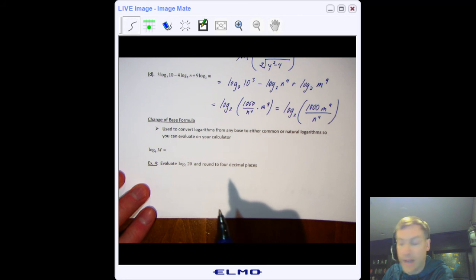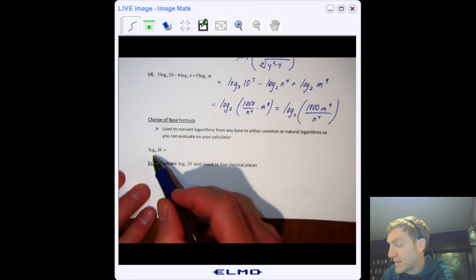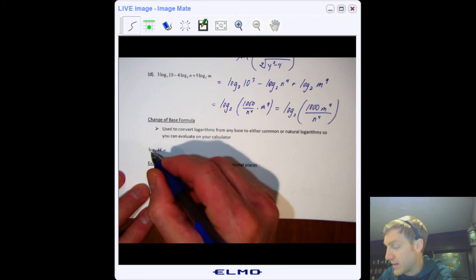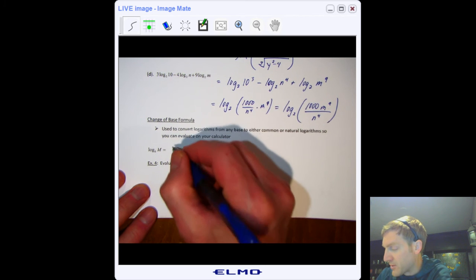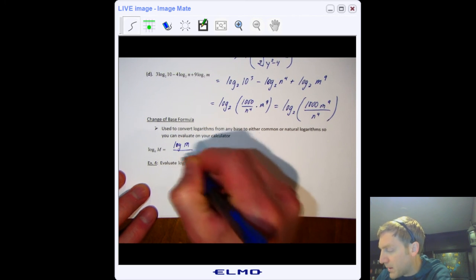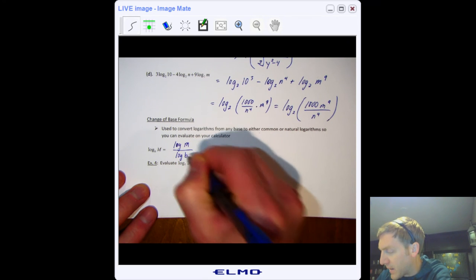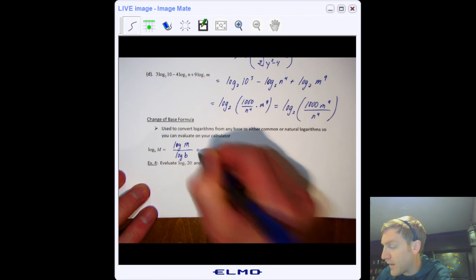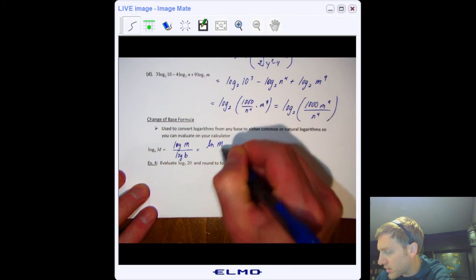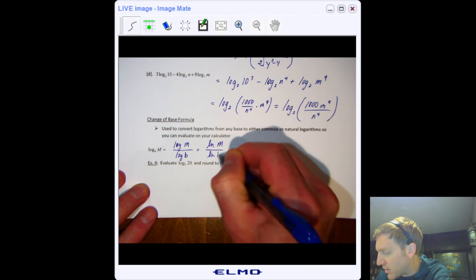Well, there's a very simple change of base formula to take the log of any base b and change it to either common log or natural log so you can use your calculator. And here it is. The log base b of m, first let me use the common log, is the common log of m over the common log of b, okay? Or if you like the natural log, guess what? You can use the natural log. Same thing. Natural log of m over the natural log of b.